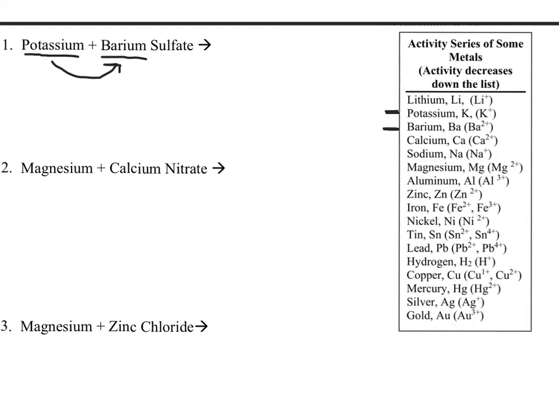So what does that mean? That means that potassium will come in and it will kick barium out. So now we have barium all by itself. And the new compound is going to be potassium combined with the polyatomic ion called sulfate. All right, so I finished my word equation first.